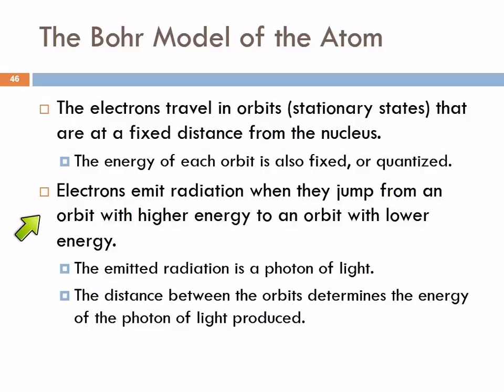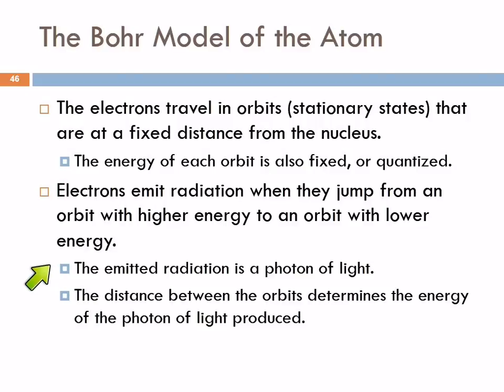So he explains the emission spectrum this way, that electrons are going to emit radiation, emit light, when they jump from an orbit that has higher energy to an orbit that has lower energy. And because those orbits are quantized, there's only certain transitions that are possible, so there are only certain frequencies of light that are possible, and that explains the discrete wavelengths that we see.